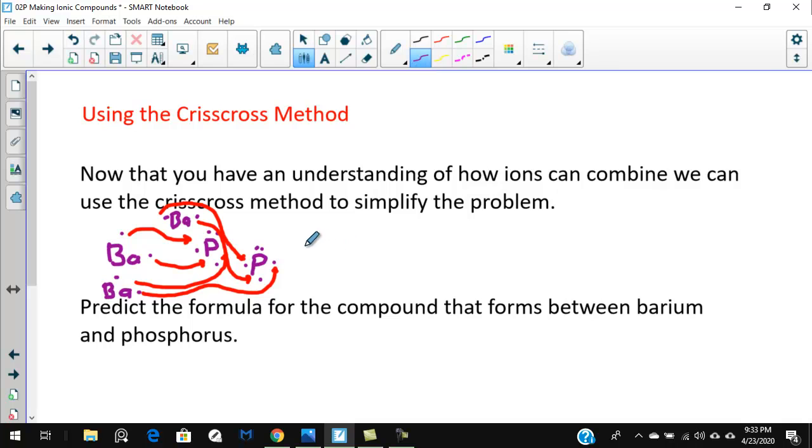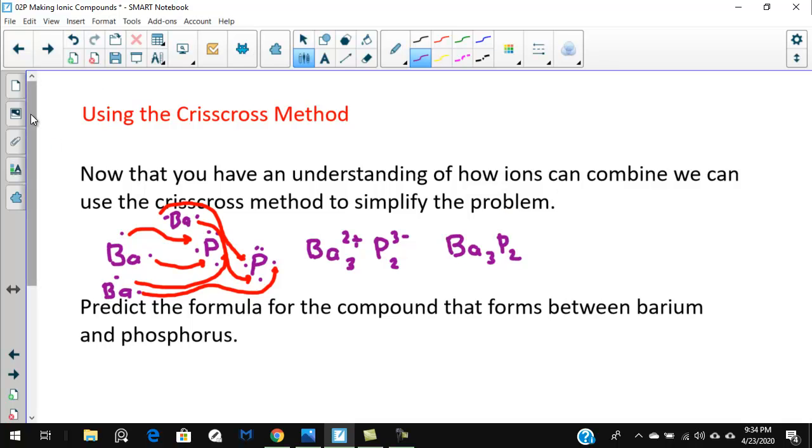If we add it all up, we realize we have Ba, and each has a 2+ on it, and we used 3 of them. And we used phosphorus. Well, the phosphorus atoms have each got 3 new electrons, so they have a 3- on them, and we used 2 of them. So that gives us 3 times 2 is 6, and 2 times -3 is -6. So that comes out to be neutral, and that would be the formula Ba3P2.